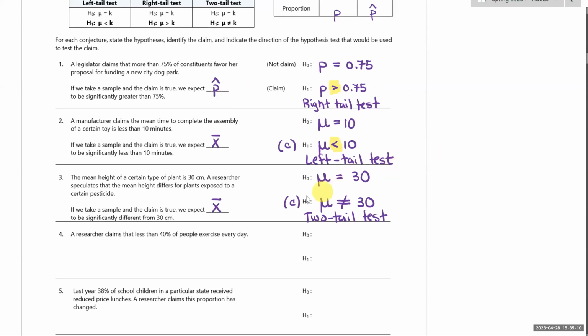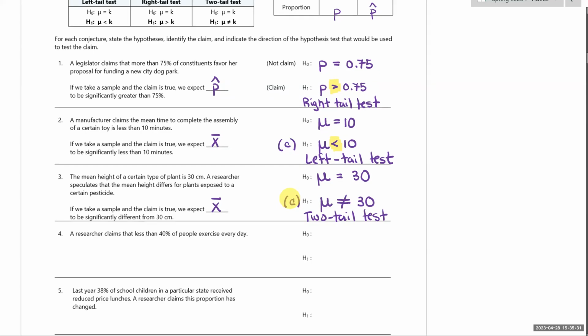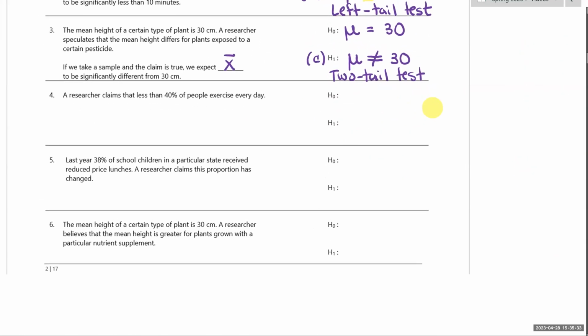Okay, so our claim will be our H1. I don't ask you to say the other one's not the claim because it's not, so we don't have to write both. We're just identifying here the claim being made. And we will always be doing problems where our claim, our research hypothesis, is our H1. All right, so let's just do a few more here.